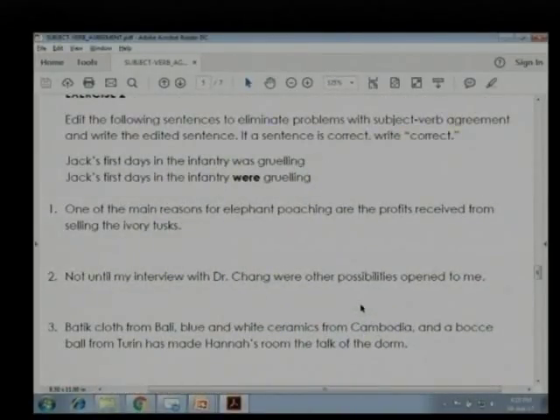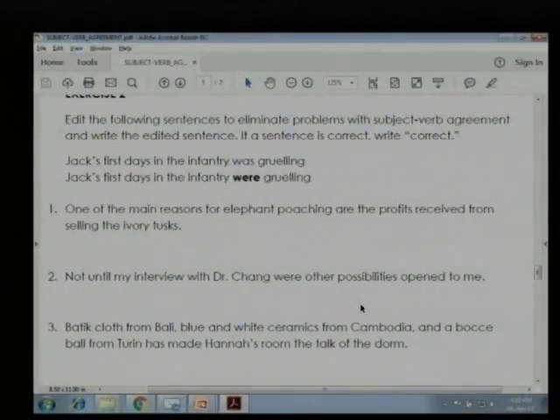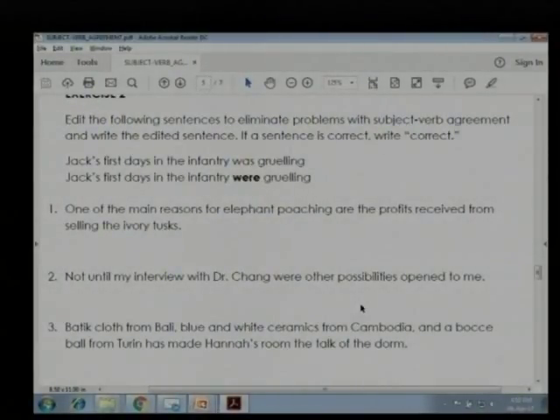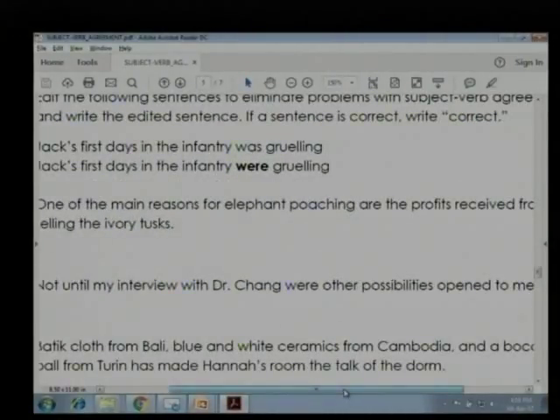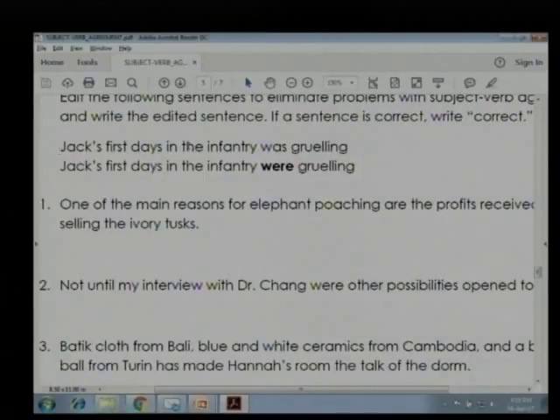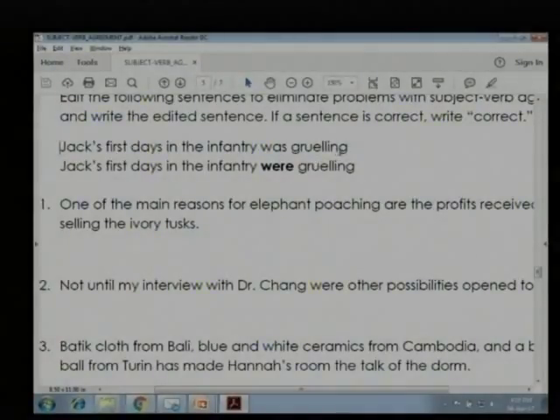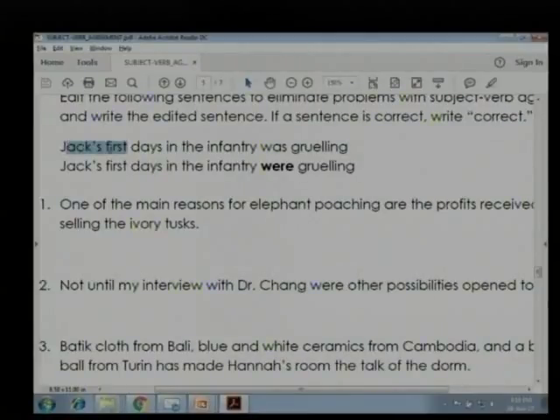It says exercise number 2. Edit the following sentences to eliminate problems with subject-verb agreement and write the edited sentence. If a sentence is correct, write correct. Alright, here is the example given. Jack's first days in the infantry was grueling. Now first days, what is the subject? Days. So Jack's first days in the infantry were grueling because it's a plural form.